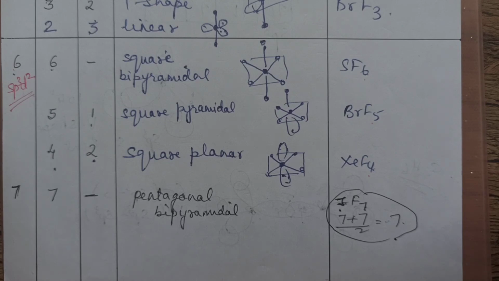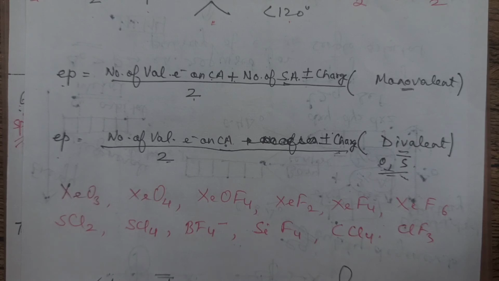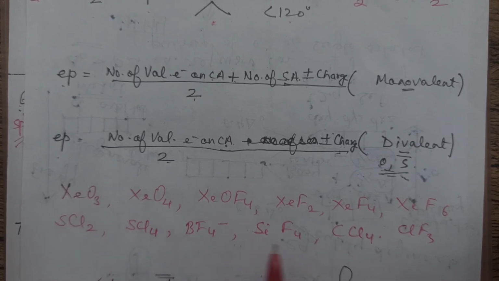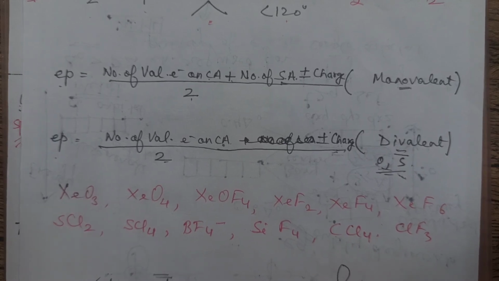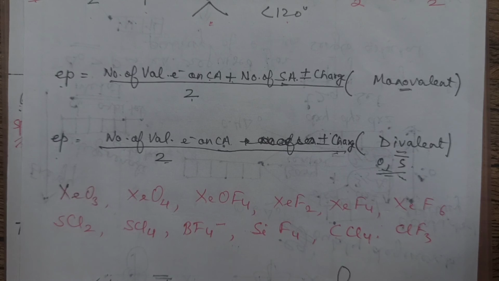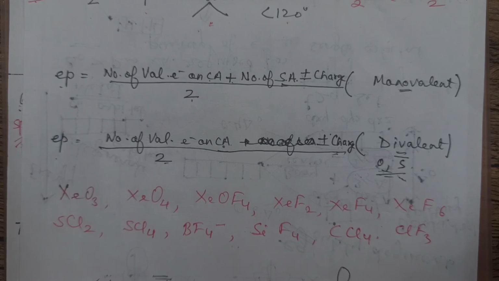So I'll give you some more examples. You can try this out on your own. Please note down all these examples. You will find out the hybridization on your own, and please write down in your copies. And in case you have any doubts regarding the hybridization, whatever we have discussed in part 1 or part 2, you are free to ask. You can write down in the comments.